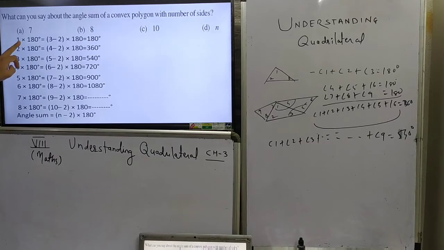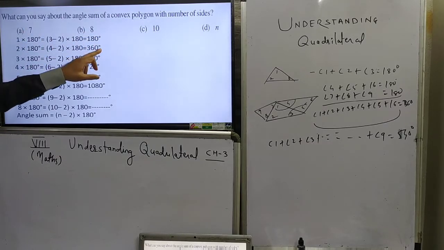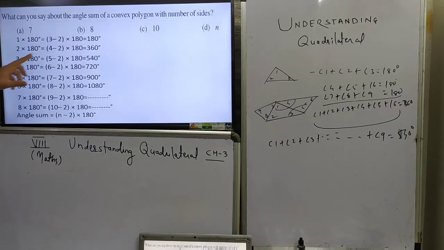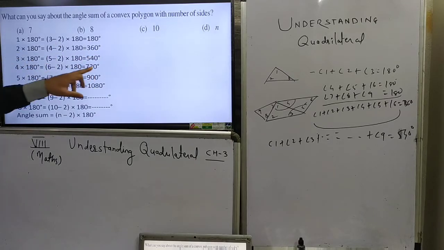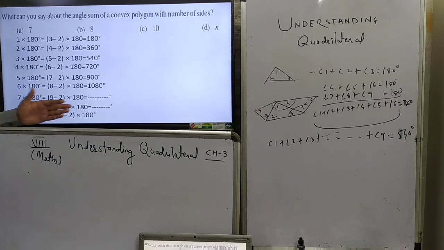In a triangle, the angle sum equals 180 degrees. In a quadrilateral, the sum of interior angles equals 360 degrees. In a pentagon, the sum of angles equals 540 degrees. In a hexagon, the sum of angles equals 720. That is 1 into 180, 2 into 180, 3 into 180, 4 into 180. Likewise, this is now an 8 sided polygon. This is a 10 sided polygon. Then it is 8 into 180.